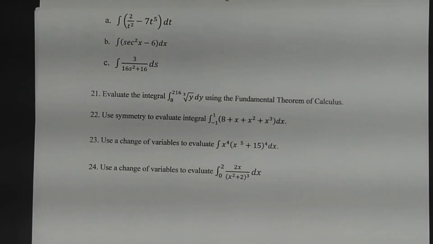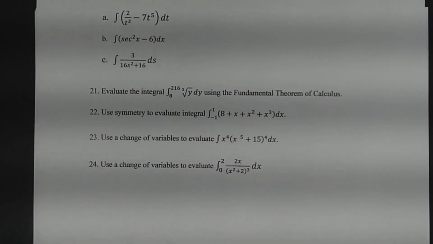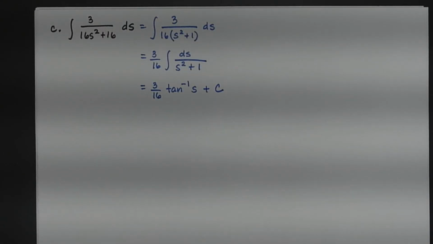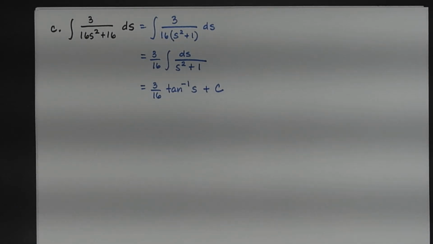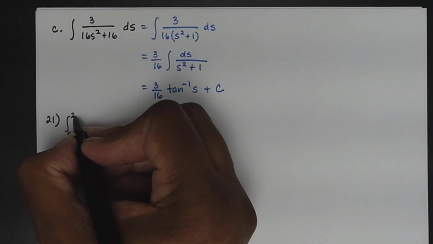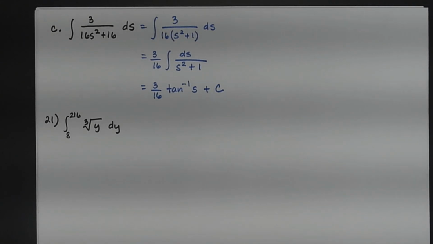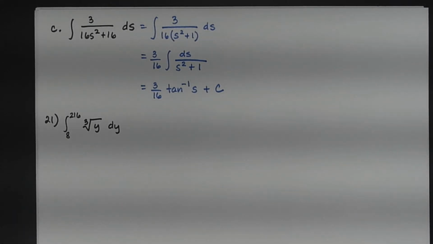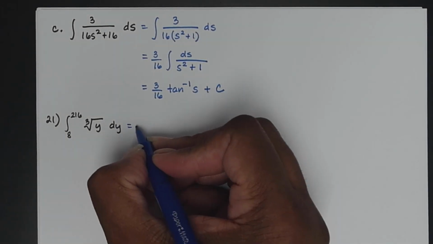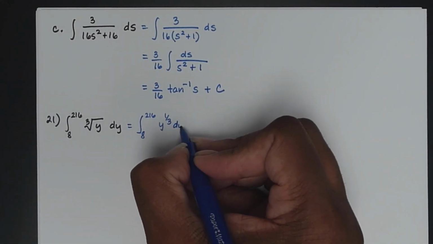All right, problem 21 is this. Evaluate the integral from 8 to 2/16 of the cube root of y dy using the fundamental theorem of calculus. So with this one, we got the integral from 8 to 2/16 of the cube root of y dy. Now the cube root of y can be written in exponential form as y to the 1/3. So I have the integral from 8 to 2/16 of y to the 1/3 dy.